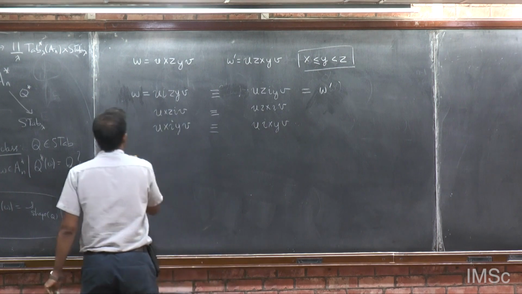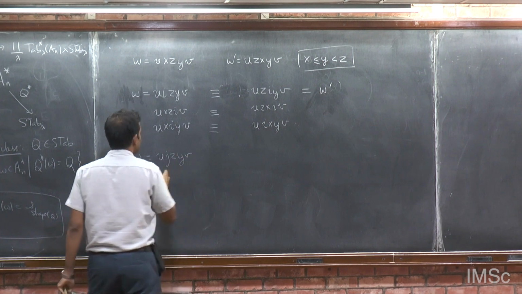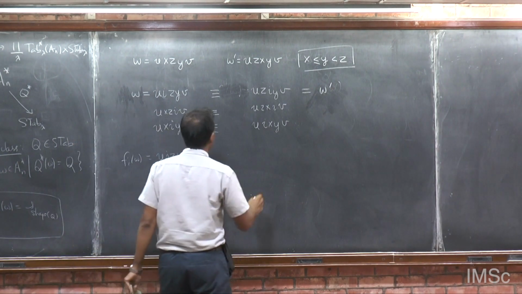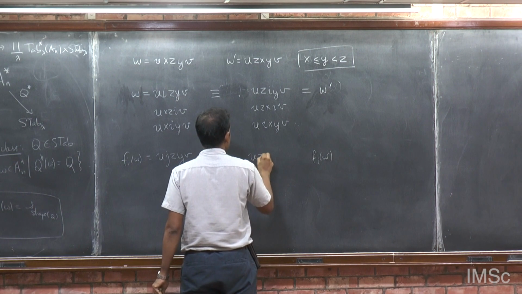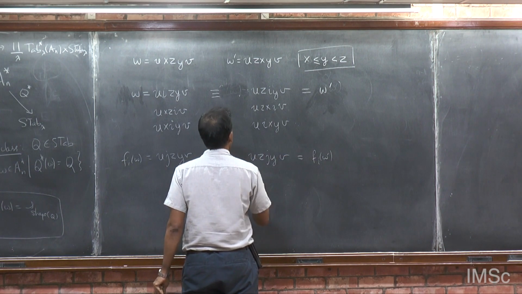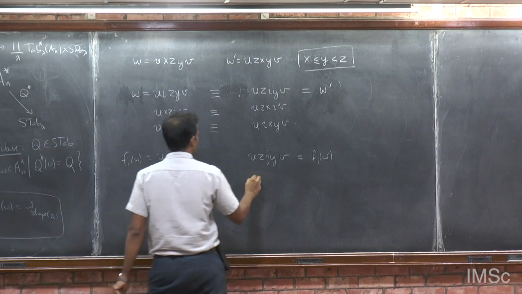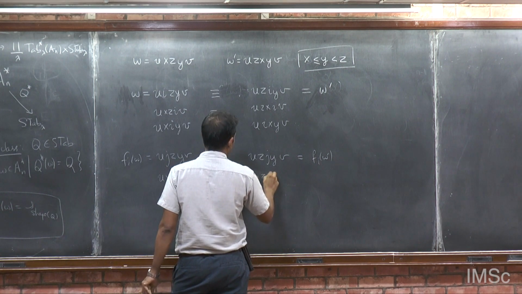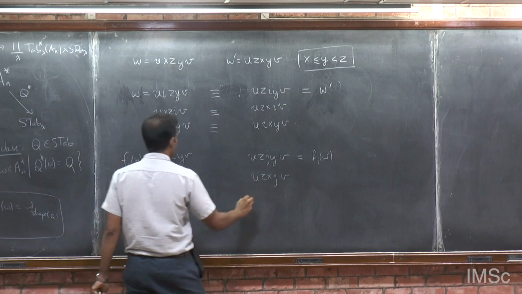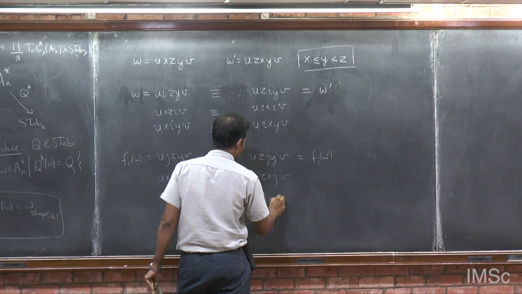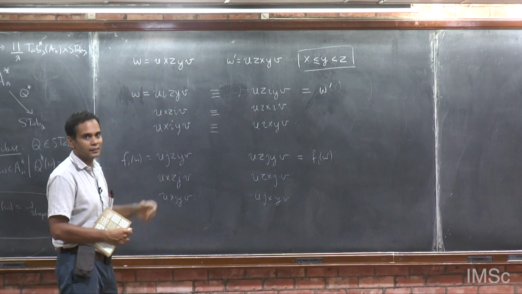Now let's apply FI. So this will become U, J, Z, Y, V, where J is I plus 1. And here I will get U, Z, J, Y, V. Here I will get U, X, Z, J, V, and here I will get U, Z, X, J, V, and here I will get U, X, J, Y, V, and here I will get U, J, X, Y, V. So these are the different things that FI can do depending on which of these three letters was I.